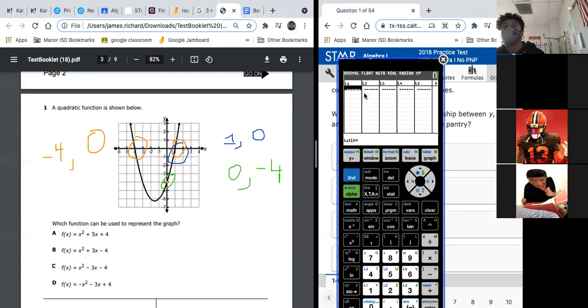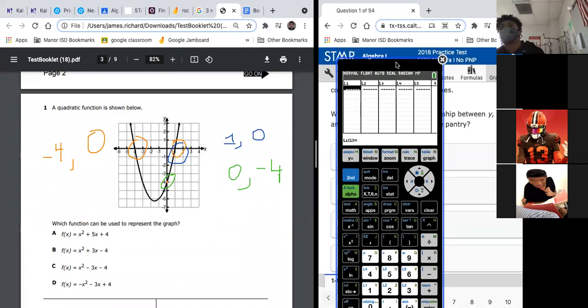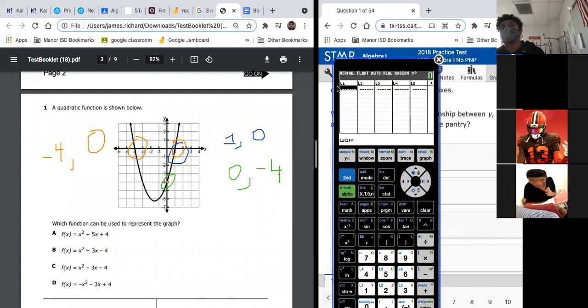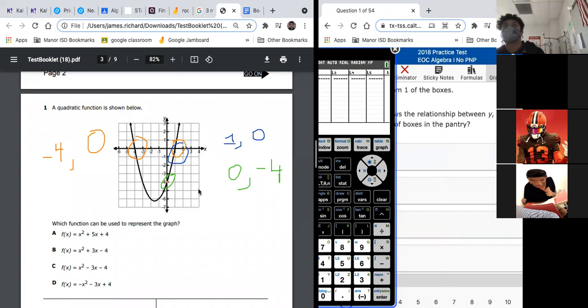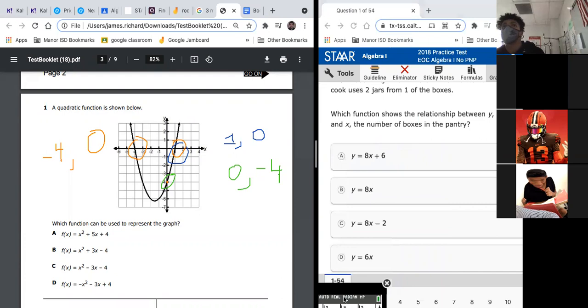Now we're ready. So again, we're going to put our x values in L1 and all our y values in L2. Make sure you do it in the correct order. So I'm going to do -4 first as my x, and then 1, then 0. And this is where people will probably mess up, because they just mess up the order. So just pick an order and be consistent. So I'm going to go in this order: orange, then blue, then green. So my x value is first -4.